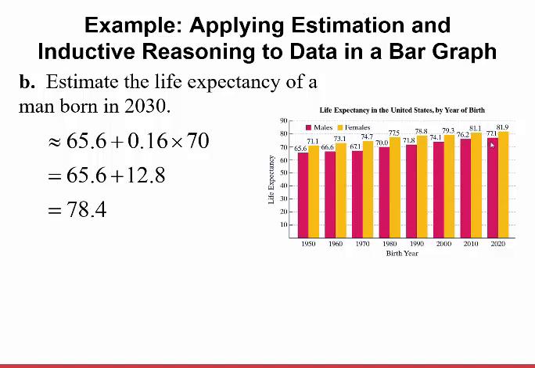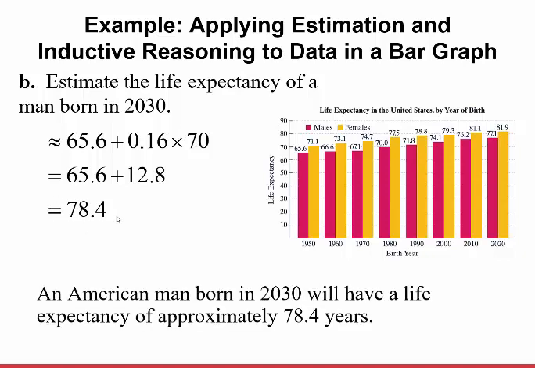And that makes sense because in 2020 it was 77.1. Now we're saying another 10 years is going to be 78.4. So an American man born in 2030 will have a life expectancy of 78.4 years. Not too bad.